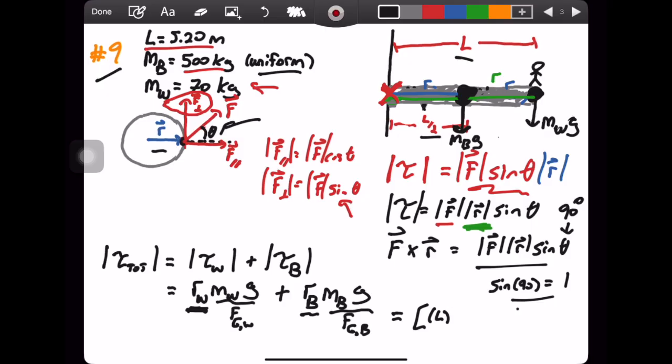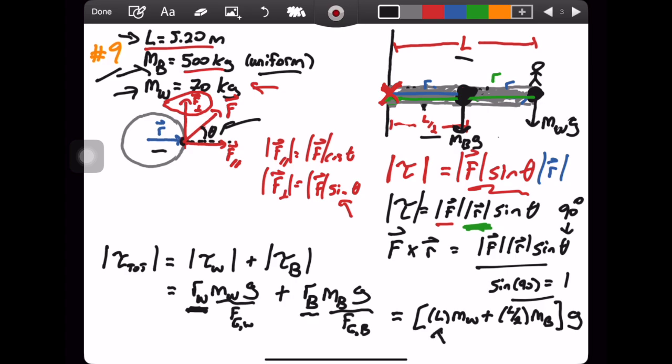And then we have the mass of the worker. We're given the mass of the worker, it's 70 kilograms. We're given L, it's 5.2 meters. And then we have the term for the beam itself. The distance to the center of the beam is L over 2. And then we have the mass of the beam. We're given that as well. And I said we were factoring out a G, so there's where the G goes. And so at this point, you just plug in numbers because we've been given everything.